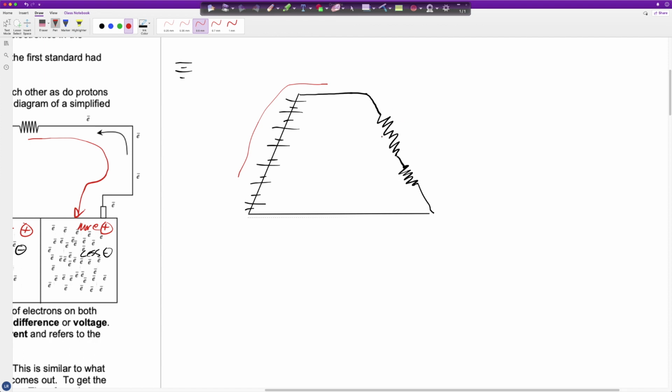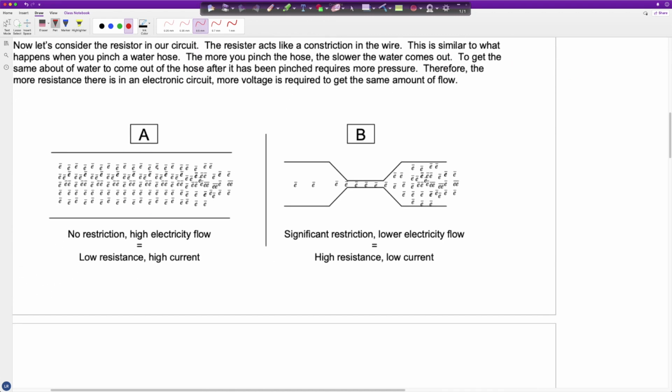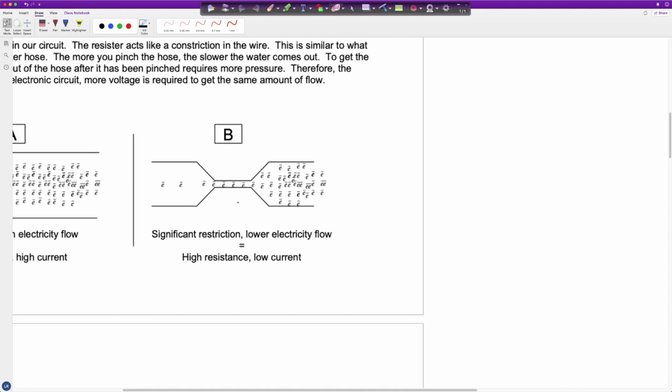So here, as you can see, I have 2 barriers or resistors in series. They're in a line, so they're going to cause a greater slowdown. So this is kind of an idea. Here, if we have no restrictions, the electricity flows no problem, according to this diagram. So the electrons are flowing in this direction. But when we have a restriction, the tighter the restriction, the fewer that can get through. So the more resistance we have in our circuit, the less flow we're going to get.